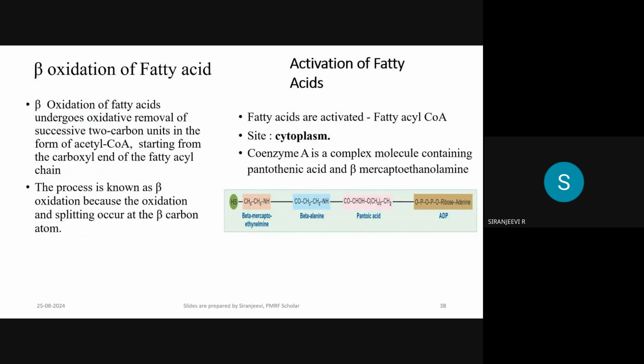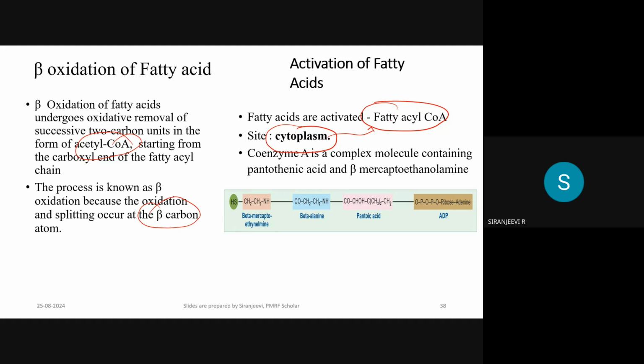The beta oxidation of the fatty acid undergoes the oxidative removal of successive two-carbon units called acetyl CoA, starting from the carboxyl end of the fatty acid chain. The process is known as beta oxidation because the oxidation and the splitting occur at the beta carbon. First, any molecule should get activated before getting into the cell. This activation of the fatty acid happens in the cytoplasm. The activated form of the fatty acid is called fatty acyl CoA.